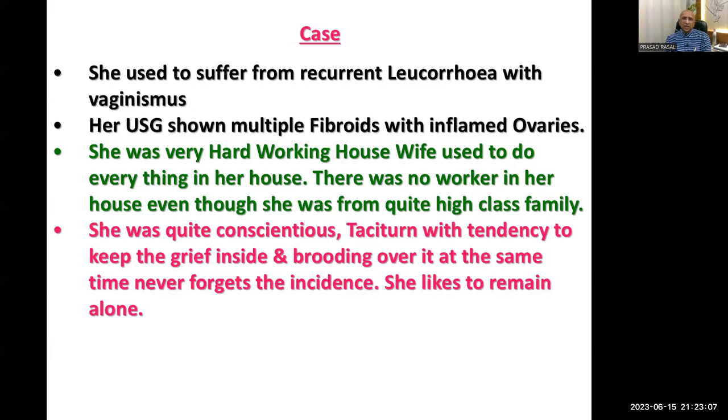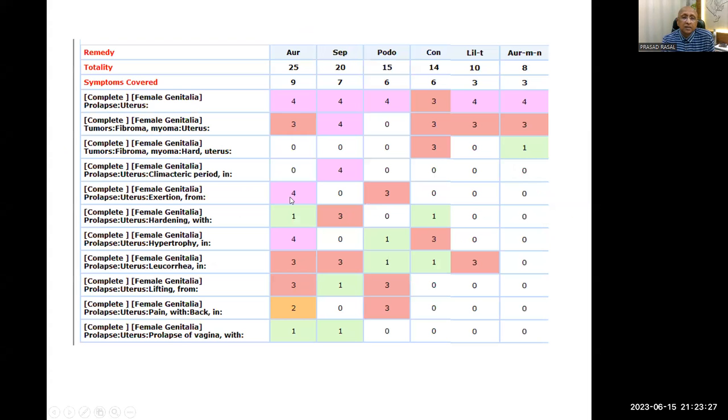And when she came to me, she told me, doctor, I don't want to get operated again. I have suffered from this angioplasty operation, and that's all. I don't want to get hospitalized. Whatever you do, you do, and I want results from you. Then she started treatment. I repertorized this case. And see, here Aurum is dominating throughout.